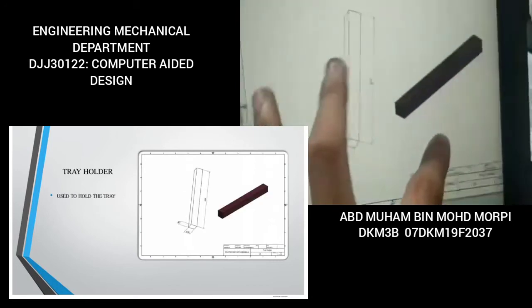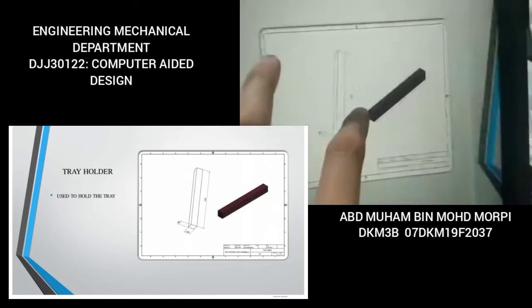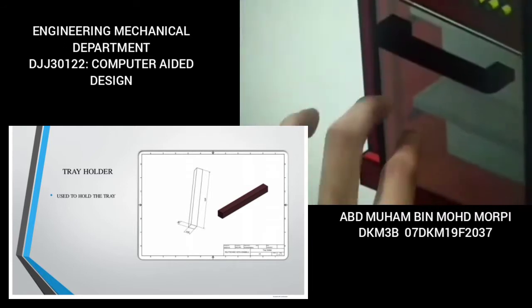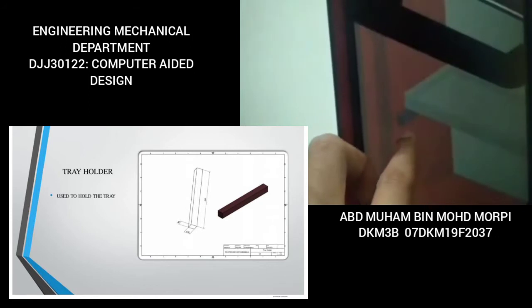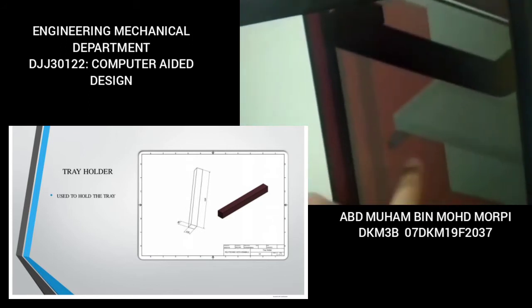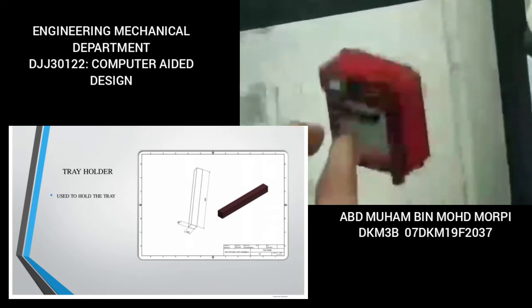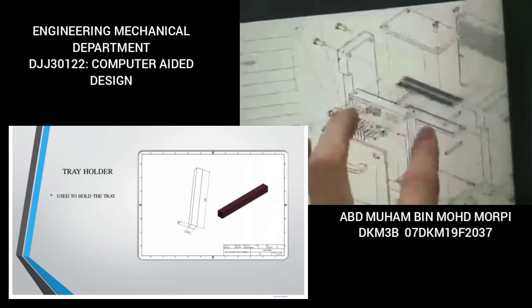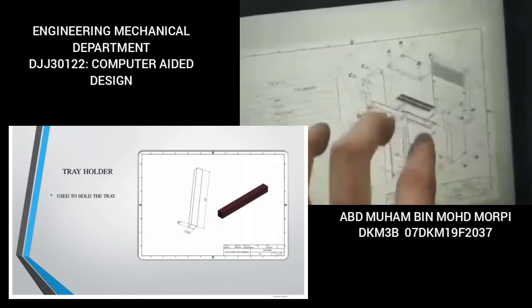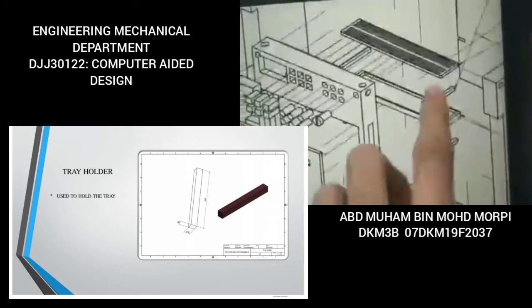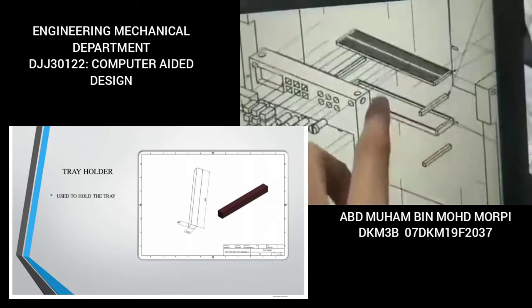And then our last part is the tray holder. The tray holder will be used inside here, as you can see there and there. This part is attached to the side panel and the front and back panel to hold the tray, so the tray won't fall down and will stay in place.